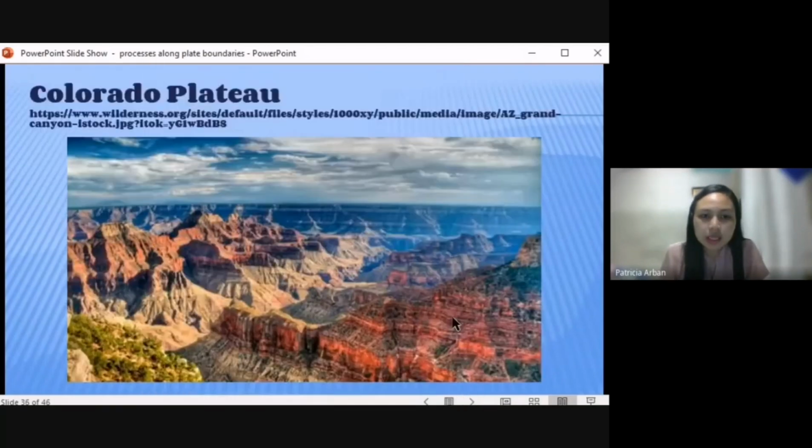Let's see. So this is an example of a plateau na nasa divergent plate boundary. Kung mapapansin nyo, ang ganda. Pero may something na nangyayari dyan. Kaya hindi rin ganun ka-safe dyan. Lagi dyan may earthquake, pero very mahina. Weak earthquake shaking the ground.